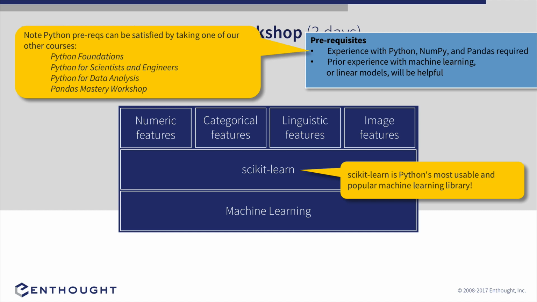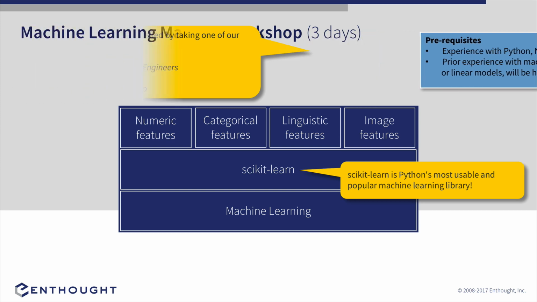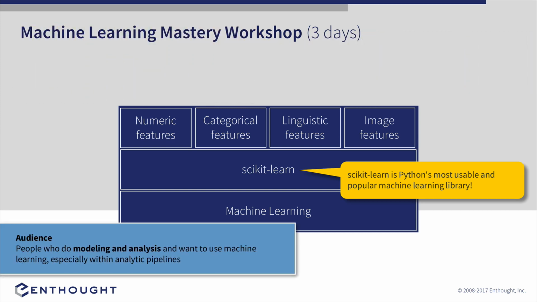The workshop itself is organized into 6 modules, where each module covers a single coherent topic. The workshop starts with a conceptual introduction to machine learning and an overview of its implementation in the scikit-learn library.